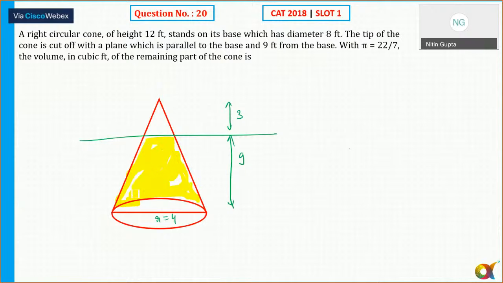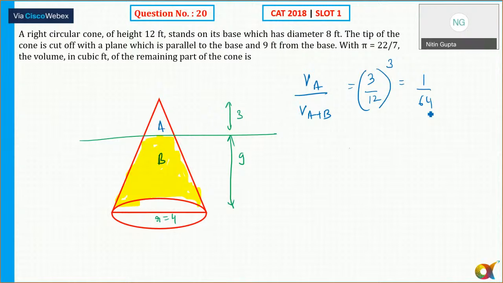We know that the ratio of the volumes of two similar figures is always proportional to the cube of the corresponding sides. So if this is my part A and this is my part B, the volume of A to the volume of A plus B. A is a cone and A plus B together is a cone. The height of cone A is equal to 3, and the height of cone A plus B is equal to 12. So 3 by 12 whole cube will be equal to 1 by 64.